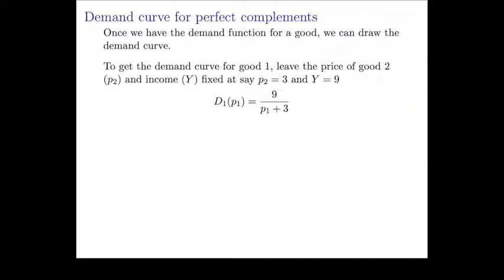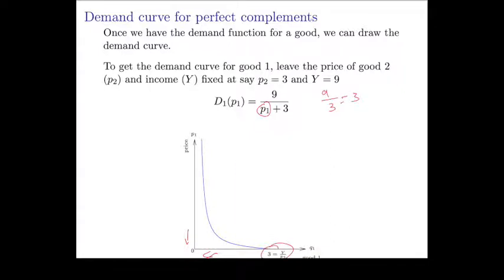So what we're going to do is we're going to fix them. So let's suppose P2 is 3 and Y is 9. Well, I'm just going to plug those in to the formula on the previous slide. So instead of Y divided by P1 plus P2, you get 9 divided by P1 plus 3. And if we were to plot that, it would look something like this. As the price of good 1 increases, you're going to buy less of it. And when it goes to 0, you're not going to buy an infinite amount of it. When P1 goes to 0, you're going to buy 9 divided by 3, which is 3 units of it.